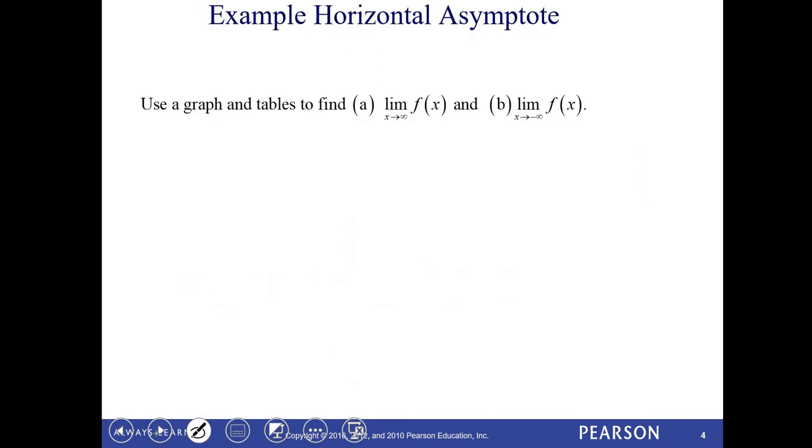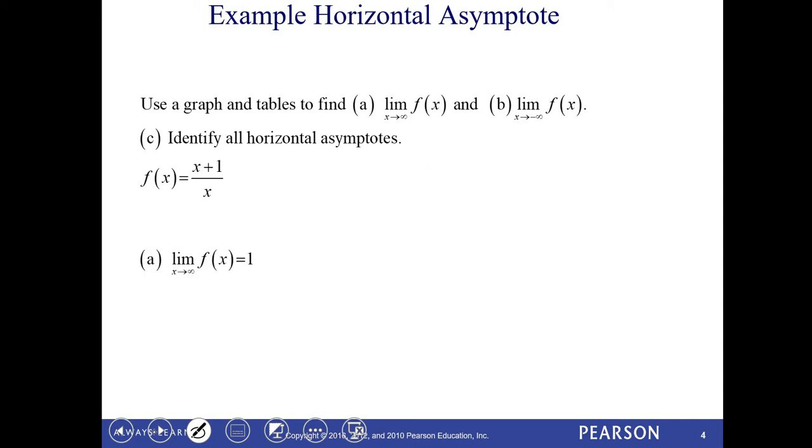Okay, so here's an example. We're going to use a graph and tables to find the limit of f of x as x approaches infinity. Make sure you know how to read this properly. The limit of f of x as x approaches infinity, and the limit of f of x as x approaches negative infinity. So we're going to identify all the horizontal asymptotes of this given function.